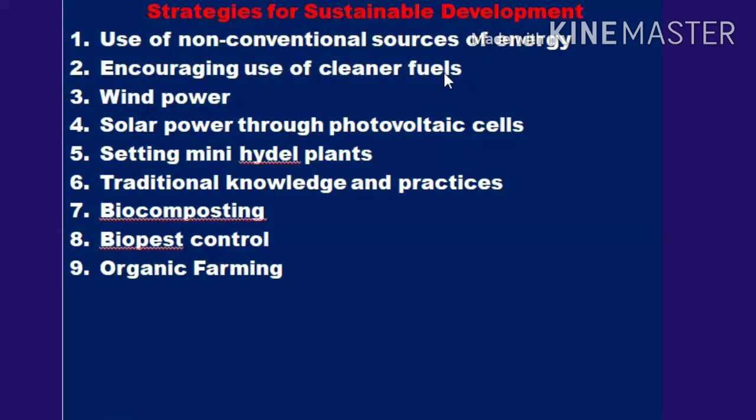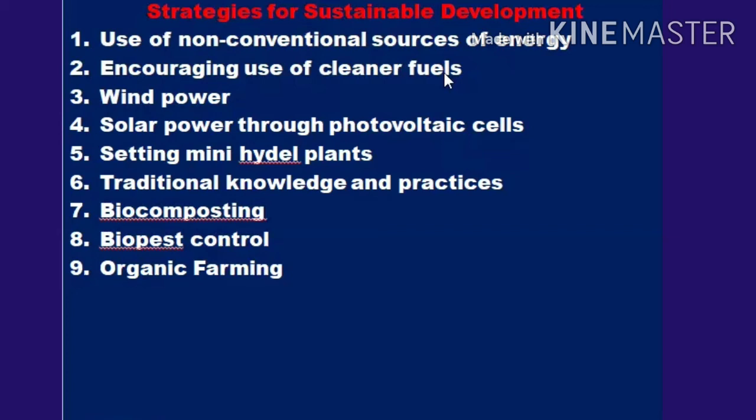In urban areas, motorized vehicles create air pollution and have the maximum negative impact on the general health of the population. The use of compressed natural gas, that is CNG, as fuel in the public transport system has significantly lowered air pollution.